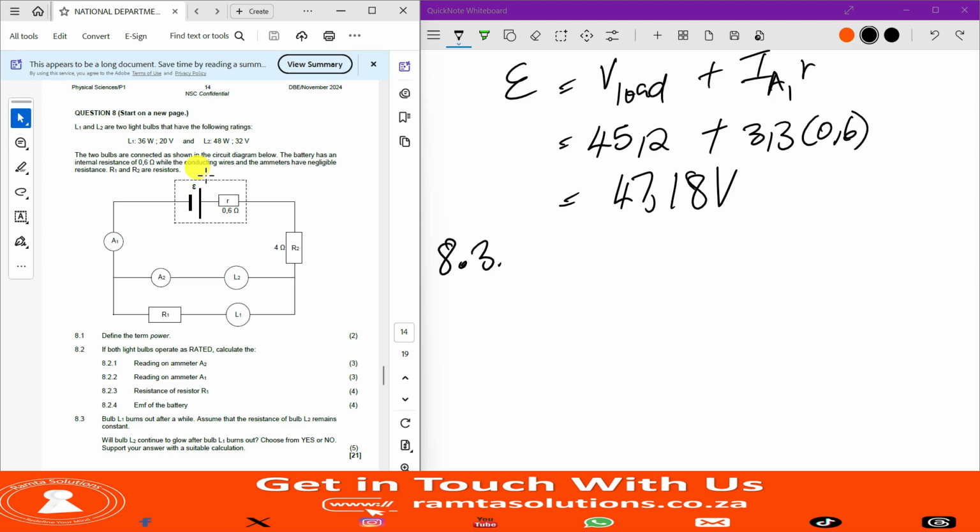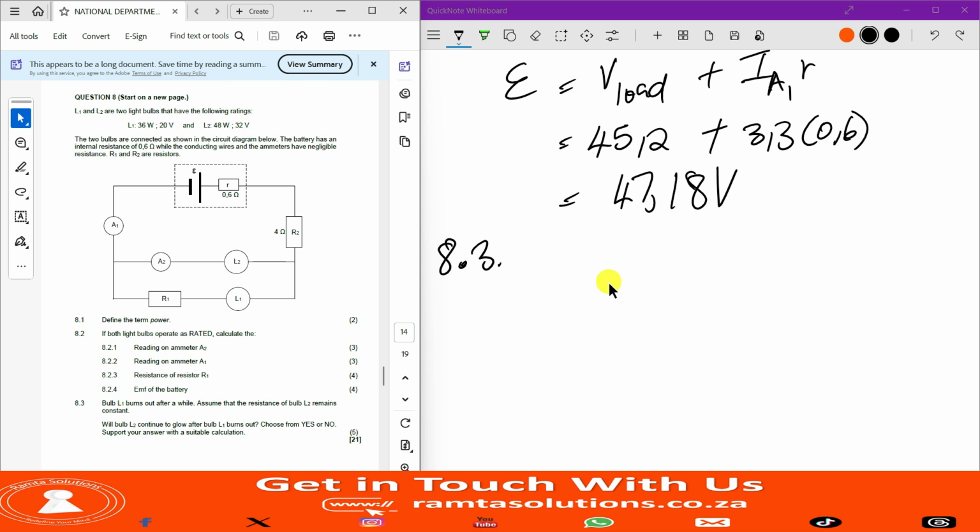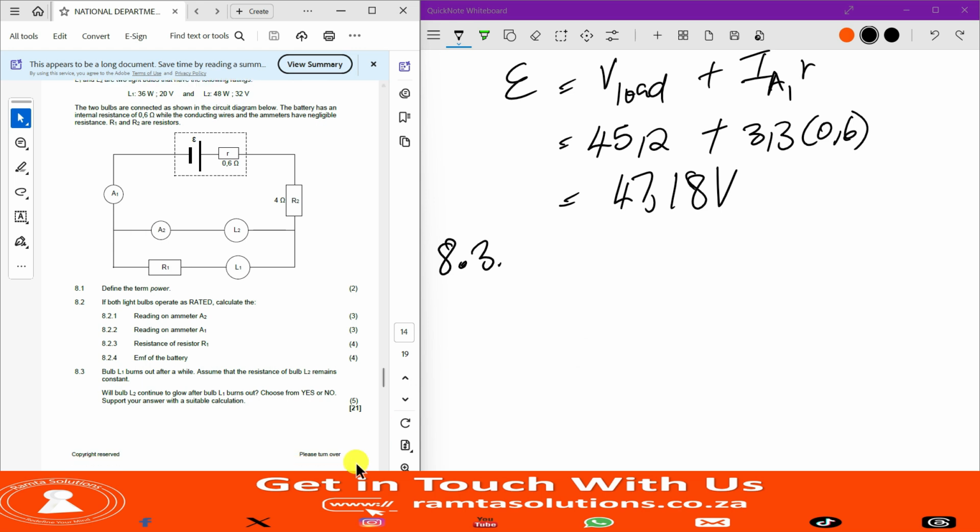So let's see now. I'm going to leave a space to say yes or no, then I'm going to do a calculation, all right? So what I need is this. The reason I'm leaving a space is this.